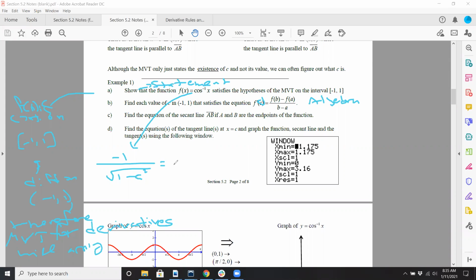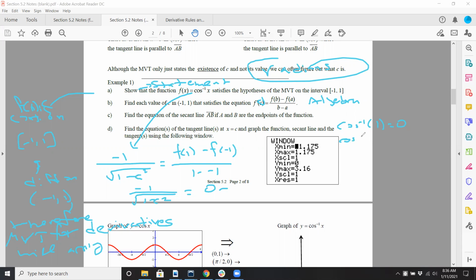Equals f of 1 minus f of -1 over 1 minus -1. Well, you have -1 over root 1 minus c squared. Now, inverse cosine of 1, hopefully you remember from the unit circle, is going to be 0 radians. This is in radians, by the way. So please, please, please assume radians. Inverse cosine of -1 is going to be pi. And down below you get 2. So -1 over root 1 minus c squared equals -pi over 2.